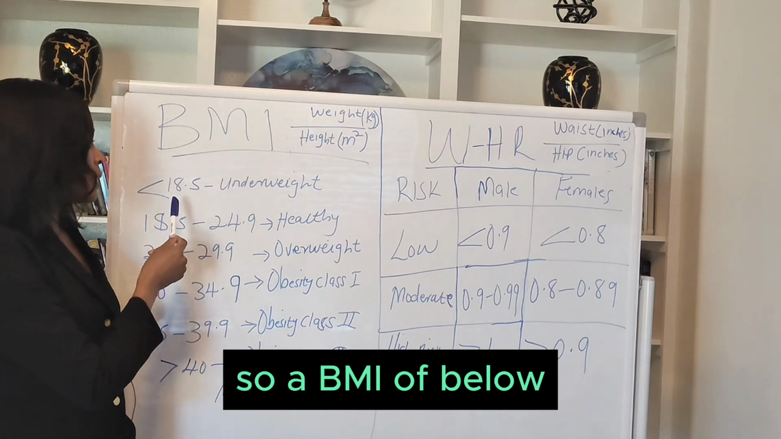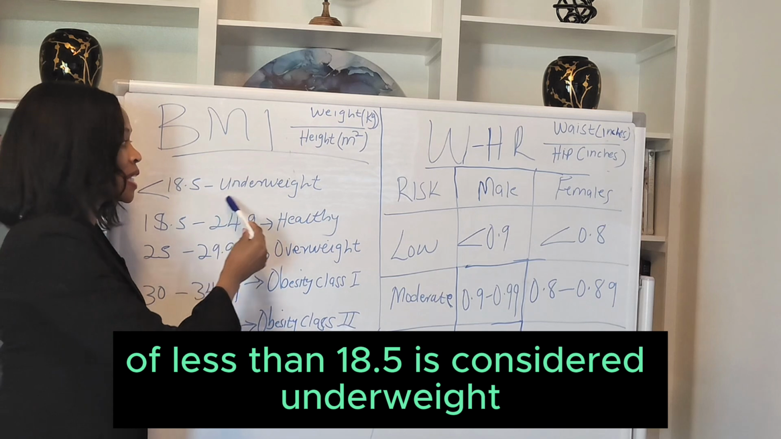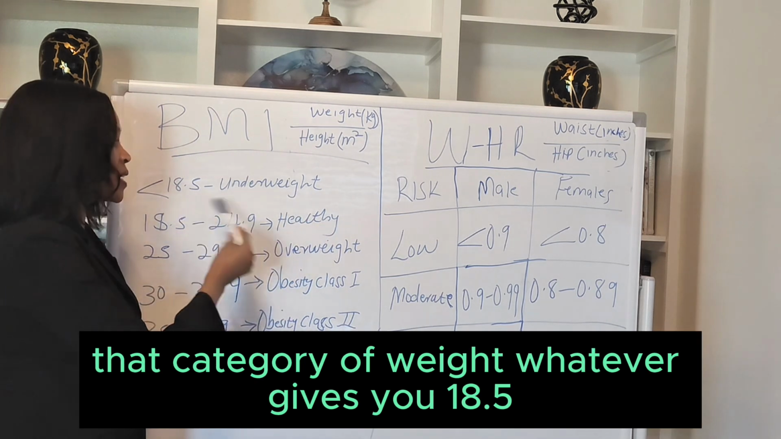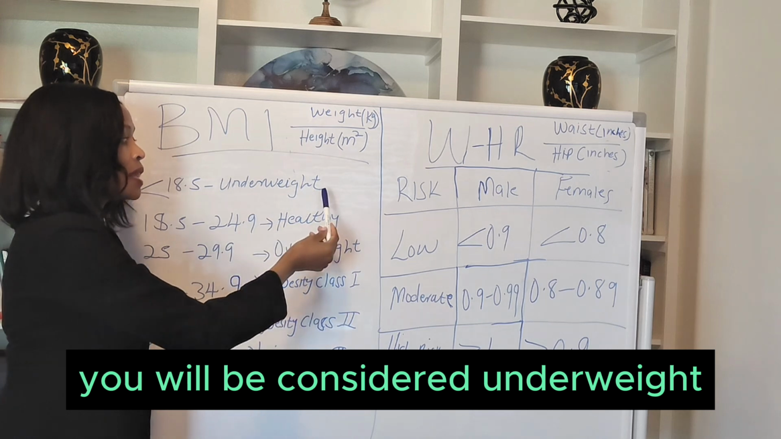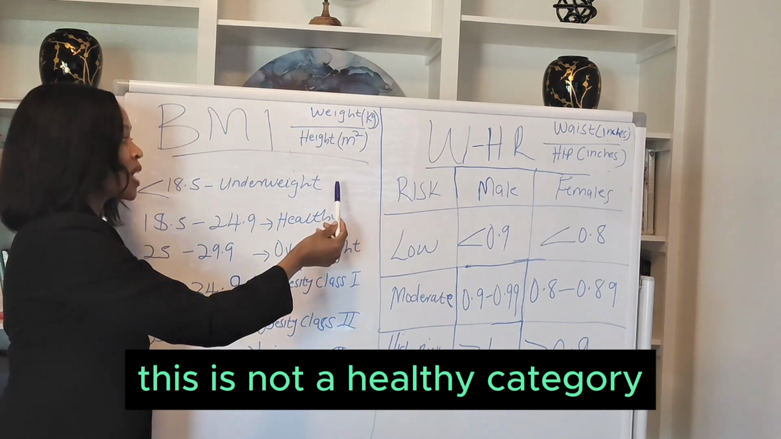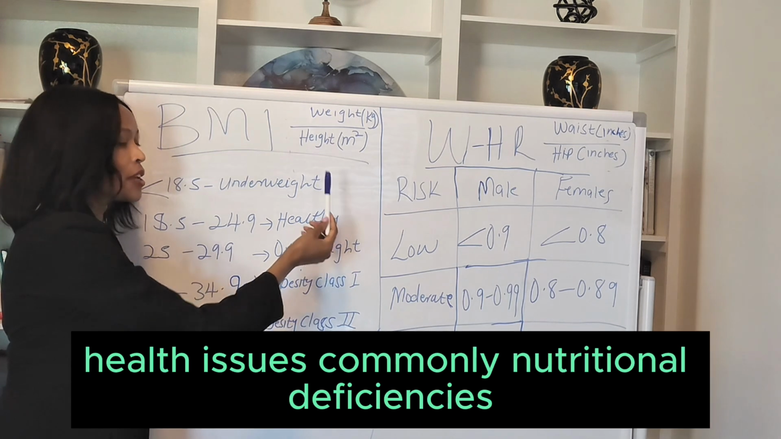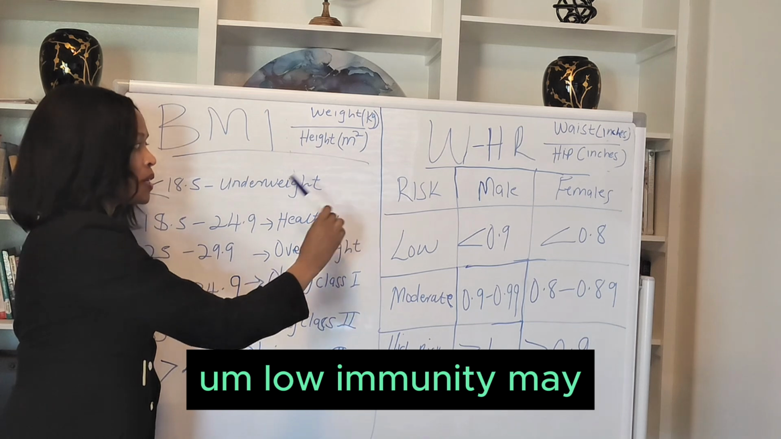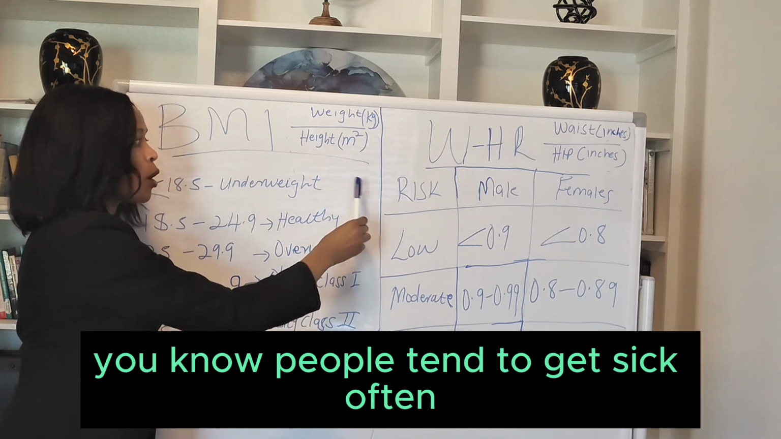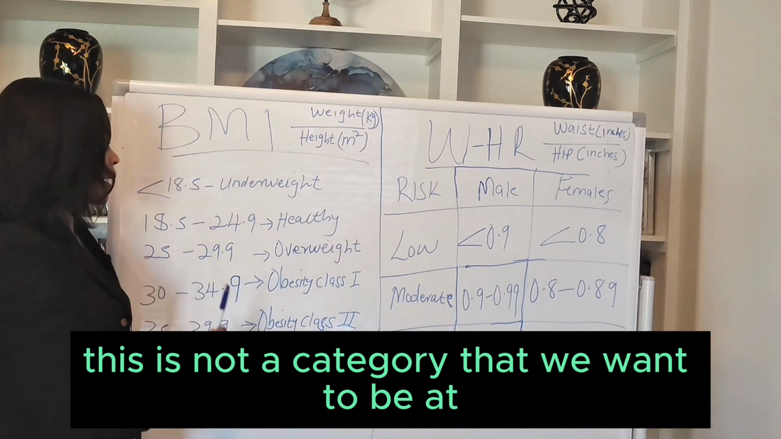So a BMI of less than 18.5 is considered underweight. Whatever gives you below 18.5, you will be considered underweight. This is not a healthy category, because it puts one at risk of some health complications, commonly nutritional deficiencies and low immunity. People tend to get sick often. So this is not a category that we want to be at.